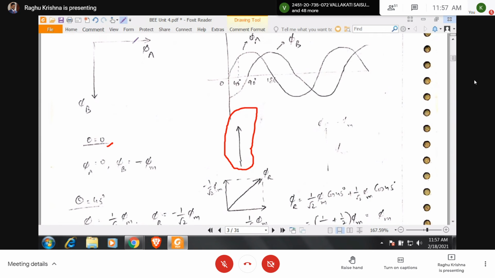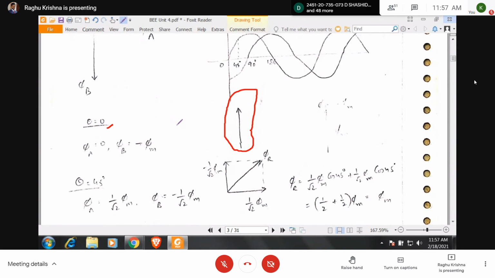So here, in the direction of phi A, we are going to have 1 by root 2 phi m. This is the magnitude of the flux. And what about phi B? Phi B you can see here is negative at 45 degrees. So this is the positive direction of the flux, and negative means upwards. So here it is minus 1 by root 2 phi m in this direction.